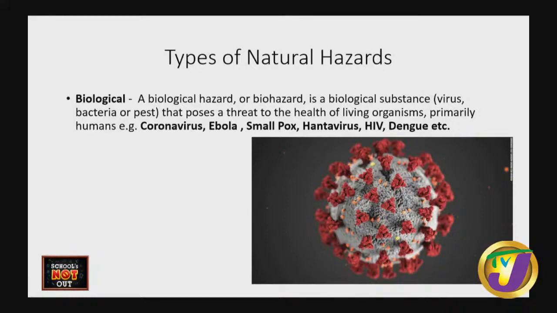These are hazards associated with living organisms that have the potential to damage other organisms, and of course, we are that organism. So we're going to look at organisms that will affect us. Of course, the first one on our tongues is the coronavirus. And we have Ebola, smallpox, hantavirus, HIV, dengue, you can name almost any of those. Those have the potential to seriously affect us, the human population.